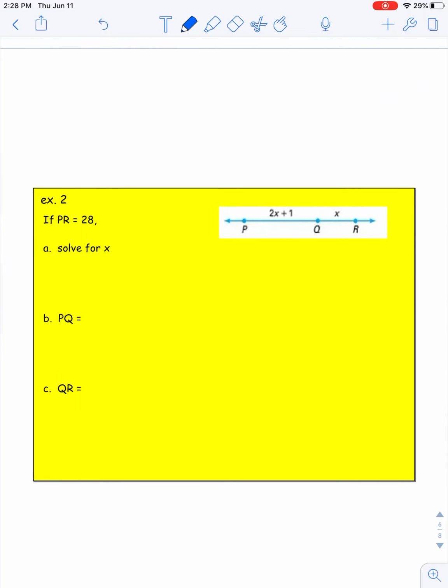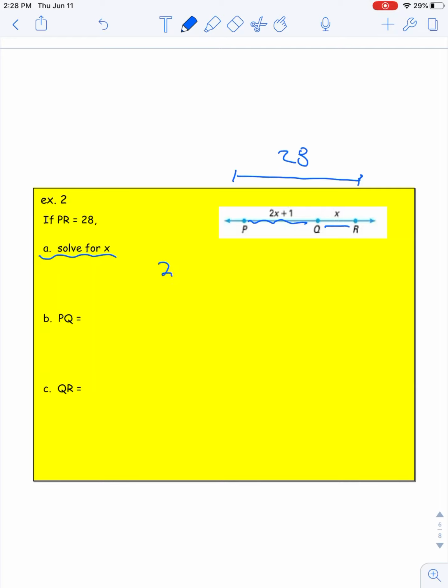So now we do the same process, but a lot of times when we're using the segment addition postulate, or even sometimes finding the length of a segment, we're using algebra expressions instead of just numbers. So it tells us in this example that PR, so that whole segment, is equal to 28, and we want to solve here for x. So I know that PQ right here plus QR right there has to equal 28.